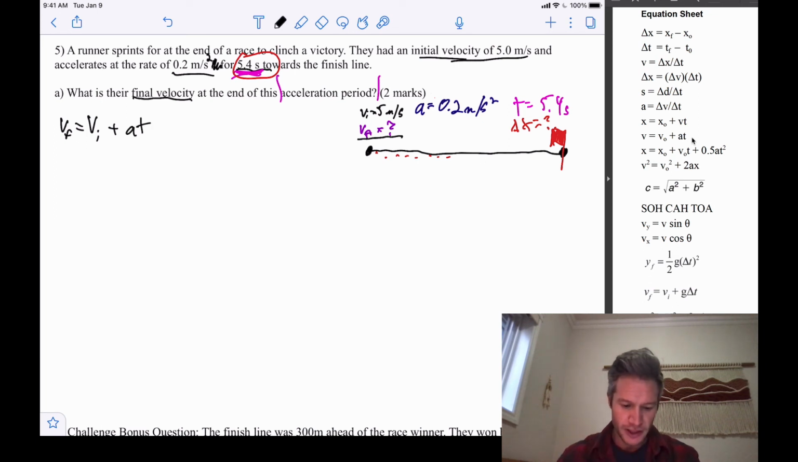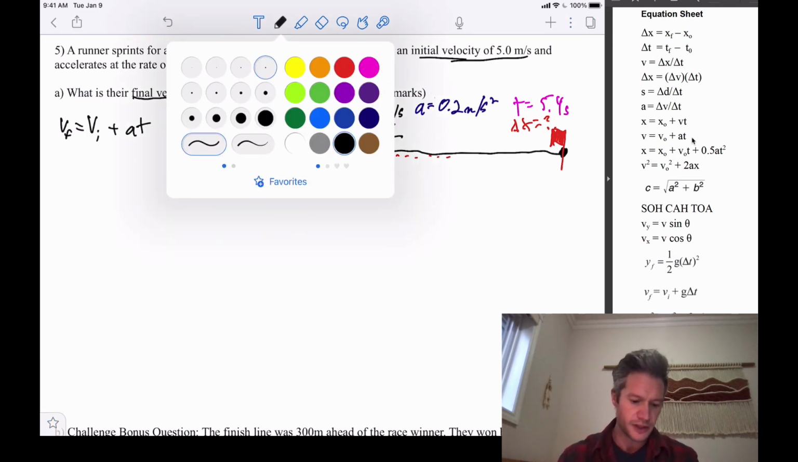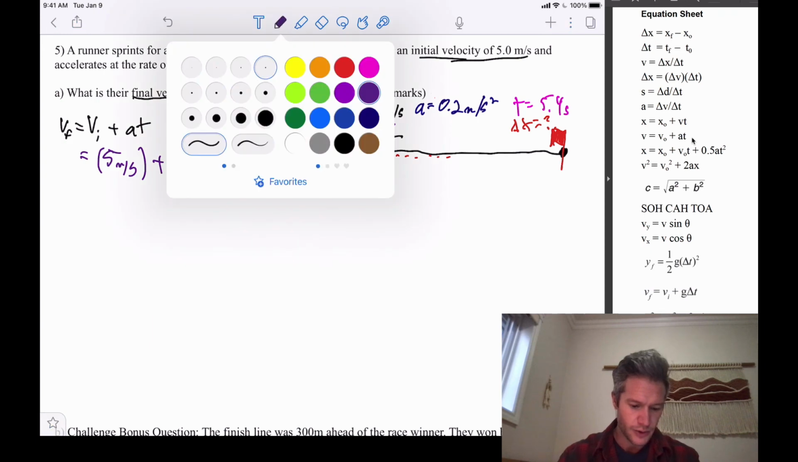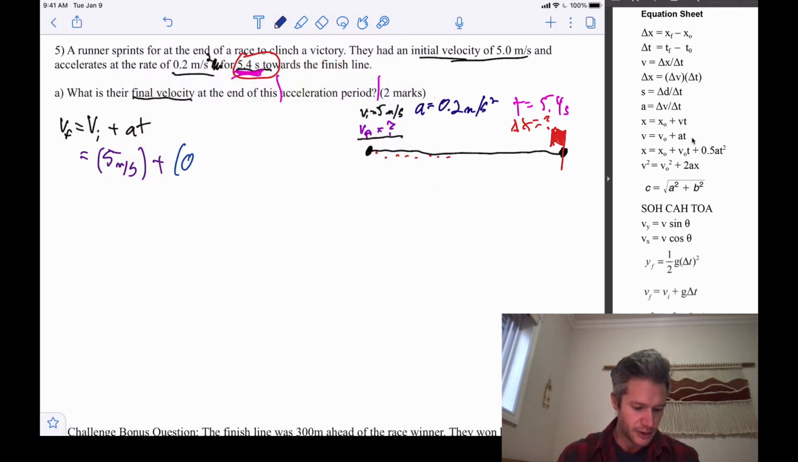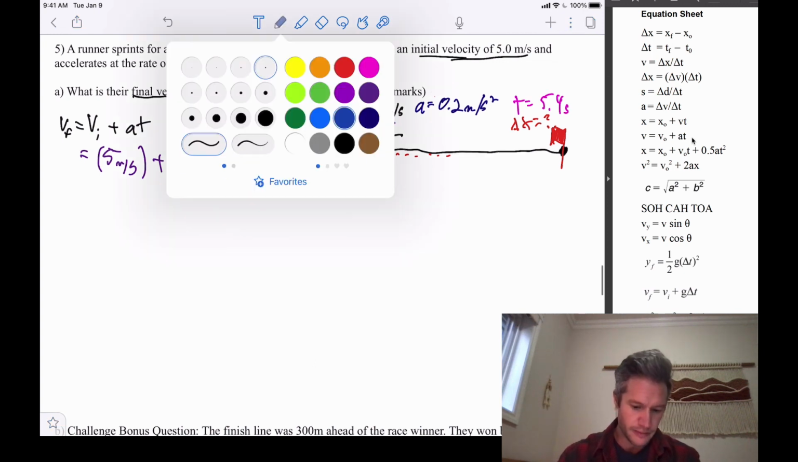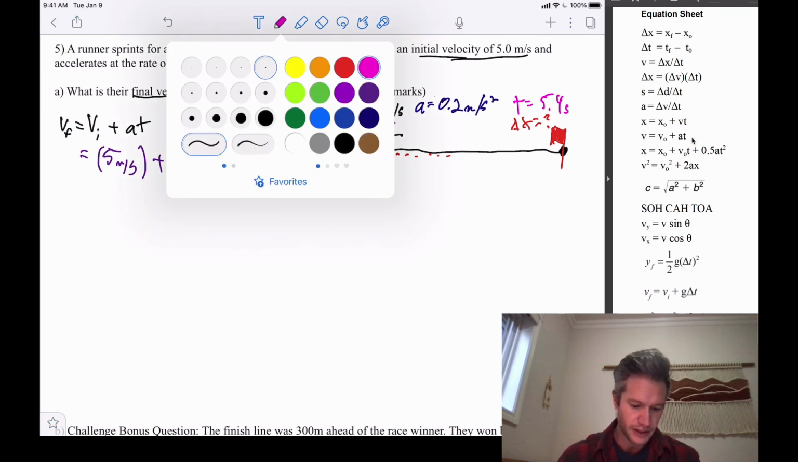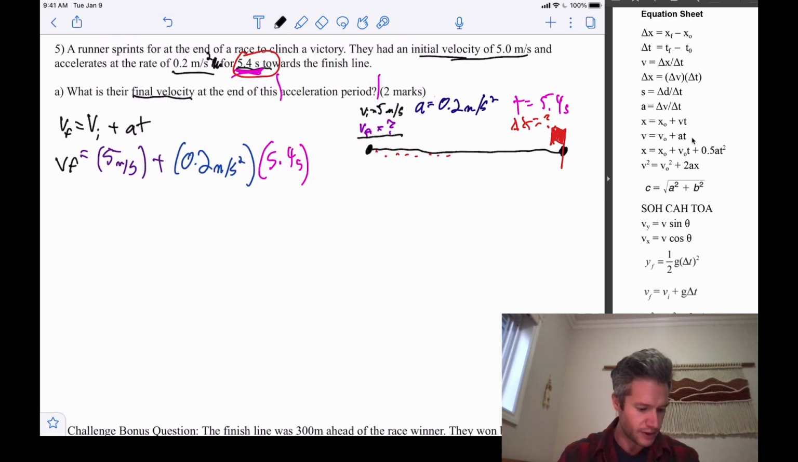Okay. So at this point in time, like I said, we've been given all that information, so we can just fill it in. It becomes a bit of a plug and play. So velocity initial is 5 meters per second. We're going to add that to whatever our acceleration is, which is 0.2 meters per second squared, multiplied by our time, which is 5.4 seconds. And then we just calculate that out. Okay, and that gives us our VF. So VF equals, let's see, 5 plus 0.2 times 5.4.